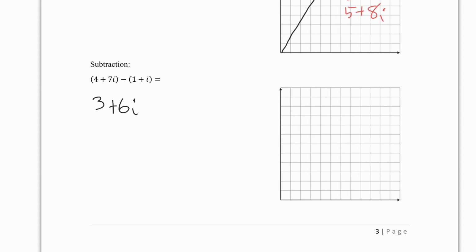And to visualize it again, we can label our point here. So 4, 1, 2, 3, 4, 5, 6, 7. And again, this is kind of like a vector going up there. And then we turn the vector around when we do subtraction. We go back the other direction. So we go minus 1 and minus i. And that will end up, if you look at it, over at 3 plus 6i.